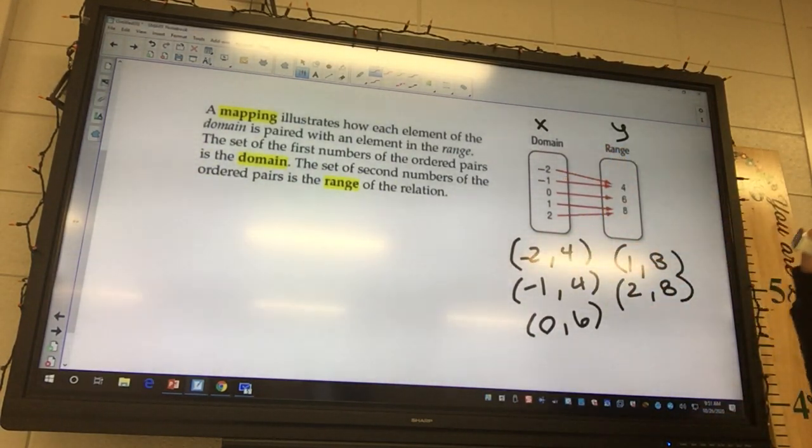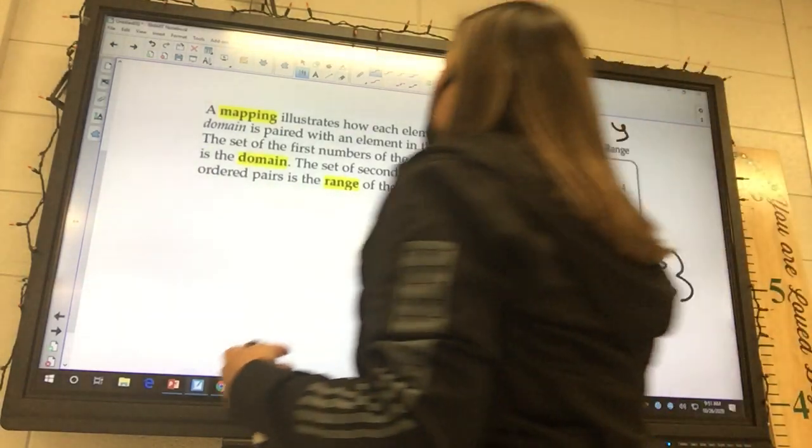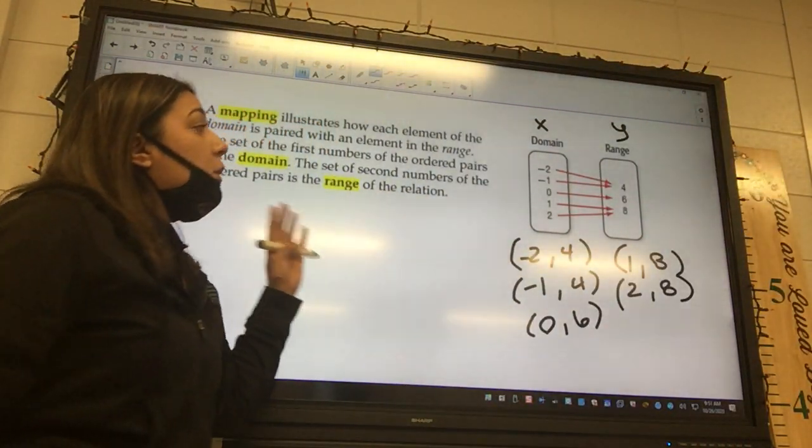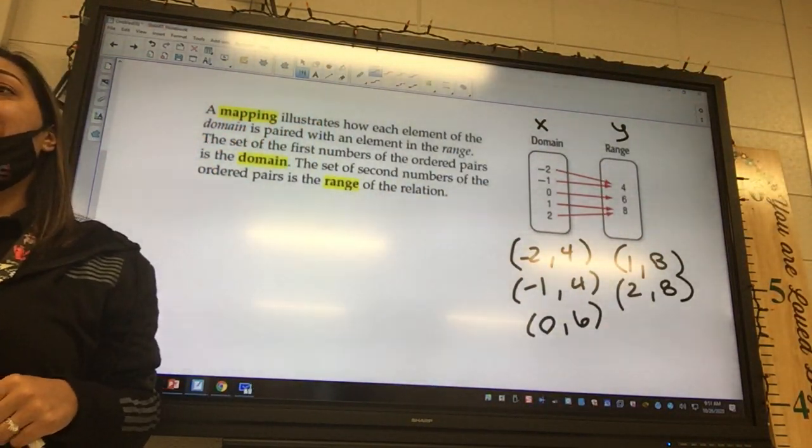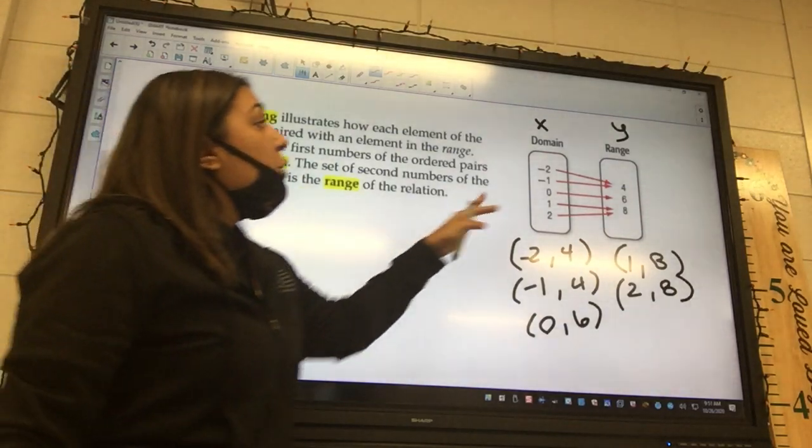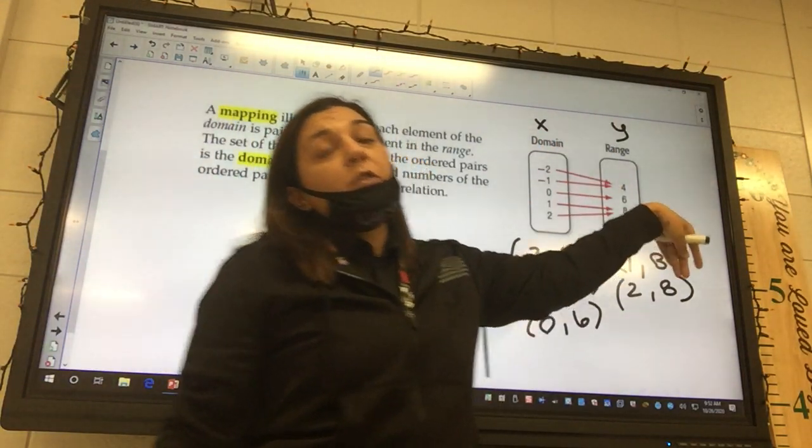All they did is they took all of their coordinates and put them on a graph. That's it. It can be written out or whatever. The domain and range is what we're going to focus on today. So the domain is the x's, the range is the y's.